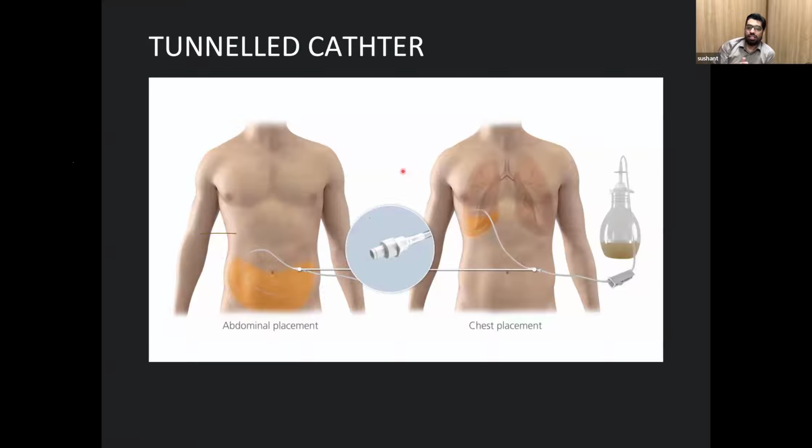Now, what are the other drainage catheters available? These are the tunneled catheters. These are basically palliative care catheters, and these are home care catheters. So what are tunneled catheters? With a tunneled catheter, we drain the ascitic or pleural fluid from this space and make a tunnel. After the tunnel is formed, the catheter comes out of the skin.